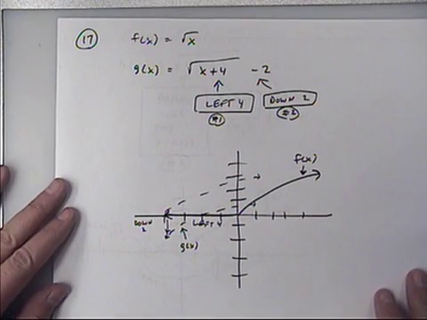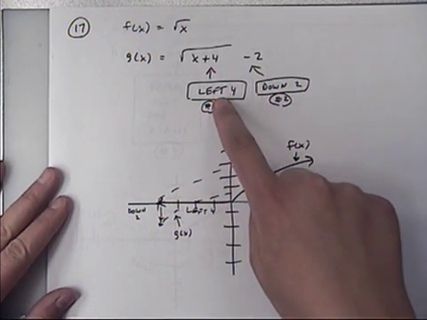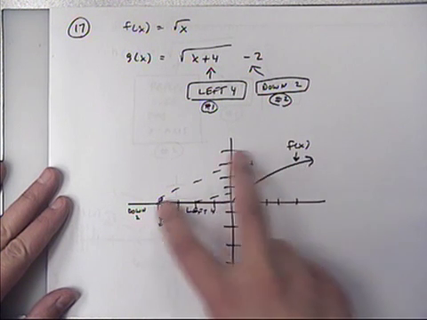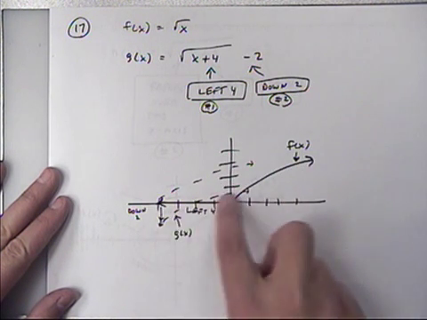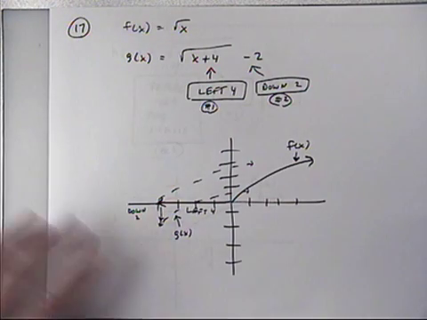Number 17, I think that's pretty self-explanatory. Horizontal goes first and then down, so I went over first and then down to give me this graph right here as my final position.